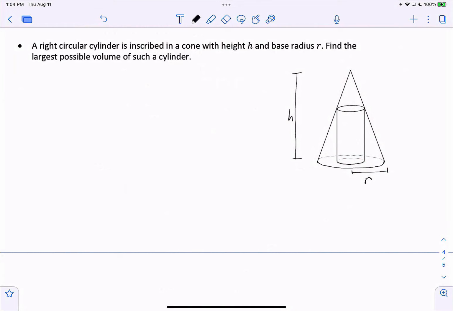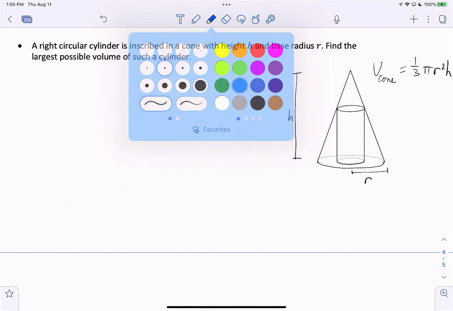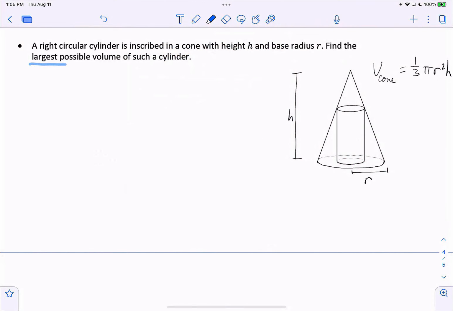A lot of times folks will start out with the volume of the cone, which is 1/3 pi r squared h. But that's not what we need. We're looking for the largest possible volume of the cylinder. So what we need is the volume of a cylinder. And in general, the volume of a cylinder is pi r squared h. You might say, pi r squared h, and this is 1/3 pi r squared h.